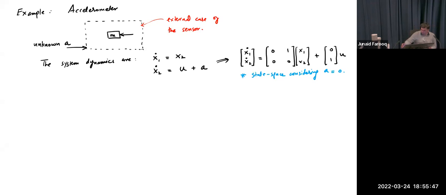Now, what the problem tells you to do is to find an LQR controller to minimize the following cost function.